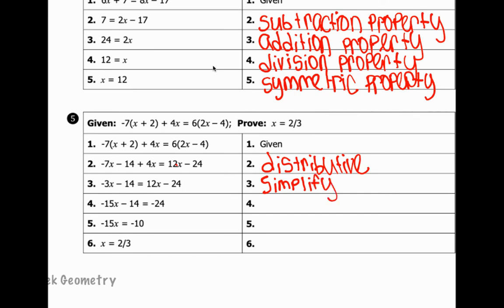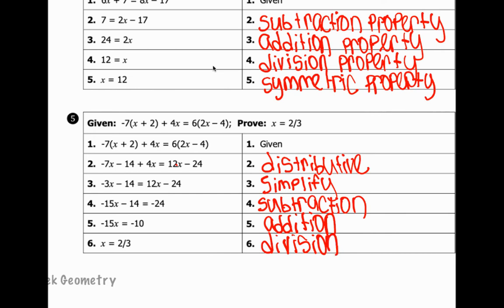Then from there, they subtracted 12x on both sides, so that's subtraction. Then they added 14 to both sides, so that's addition. And then they divided by -15. So that is number 5. So continuing on.